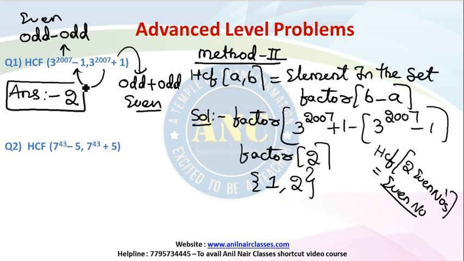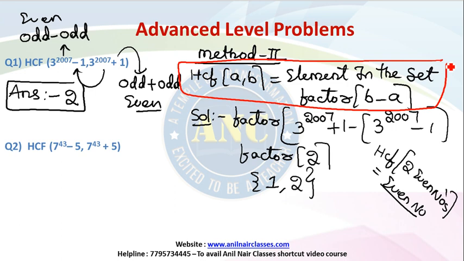Method 1: we used the concept that HCF of any two consecutive even numbers is 2. Method 2: HCF of any two numbers. The answer is an element in the set of factors of b minus a. HCF of a comma b.